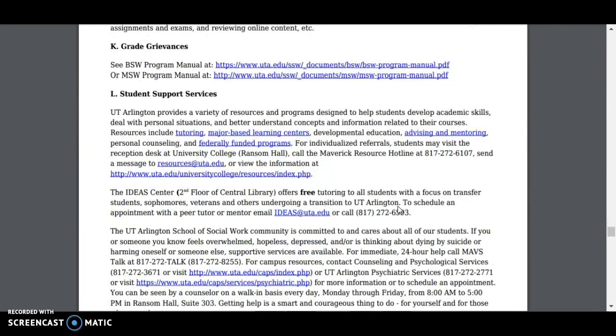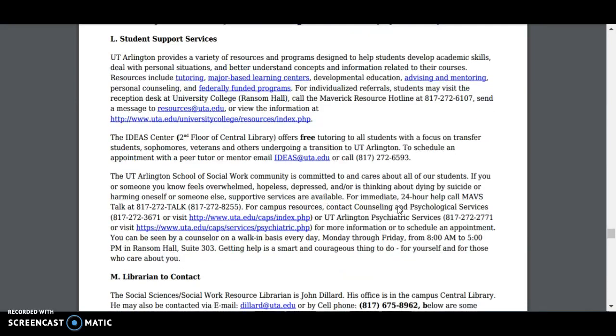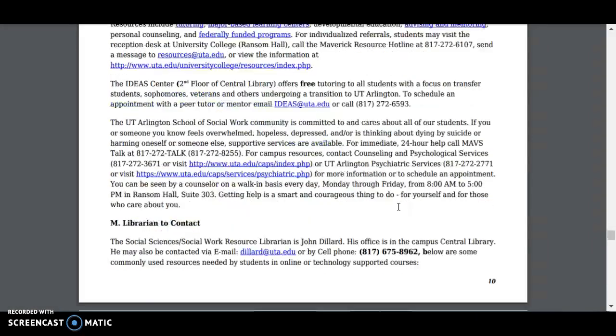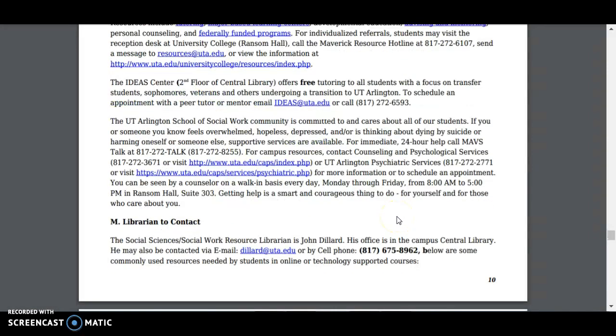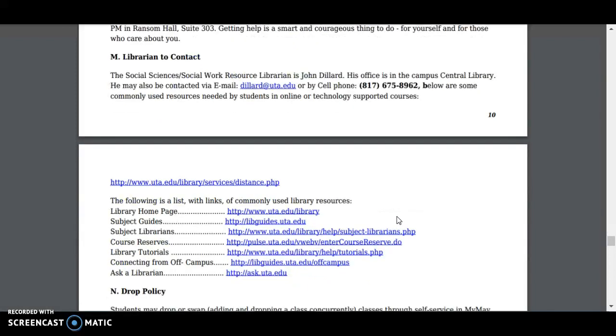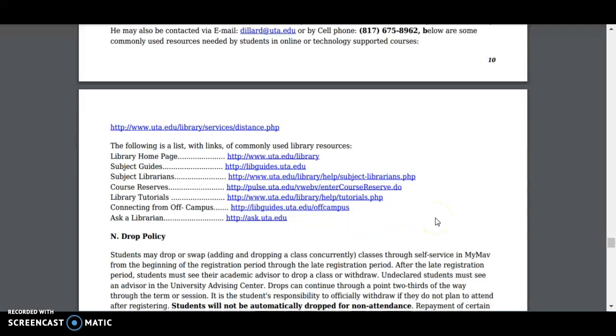Here's some more information about grade grievances and student support services. UTA has so many student support services, everything from mental health to physical health to tutoring, outside activities, counseling, psychological services. We just have a lot to offer. So be sure you're aware. Most of those services are either free or at low cost. So you want to be aware of what's available to you, especially as we begin the semester. And there's the UTA librarian.